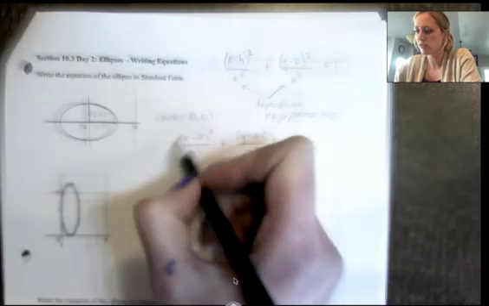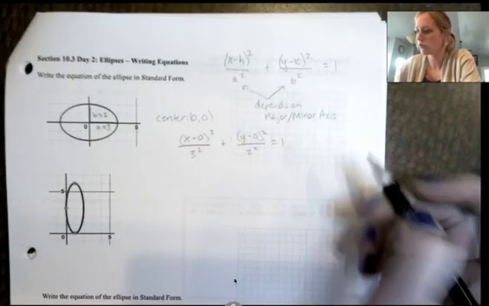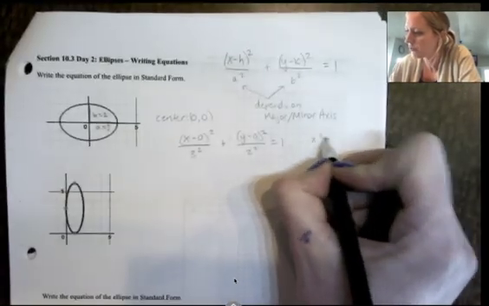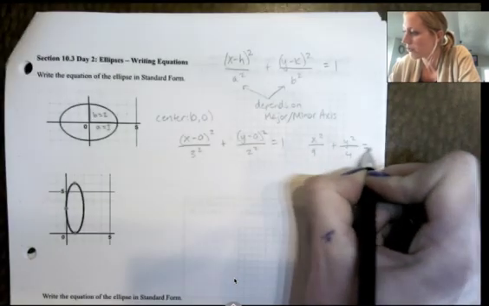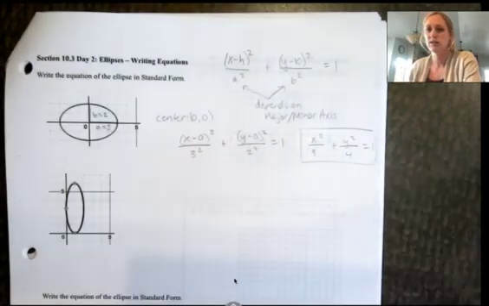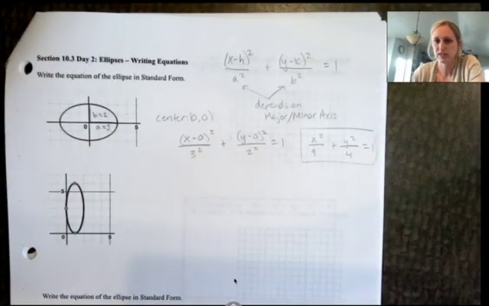And we can simplify this a little bit. Most of the time you guys will just see this, like with circles, as x squared over 9 plus y squared over 4 equals 1. So this would be kind of the more simplified version of seeing that.